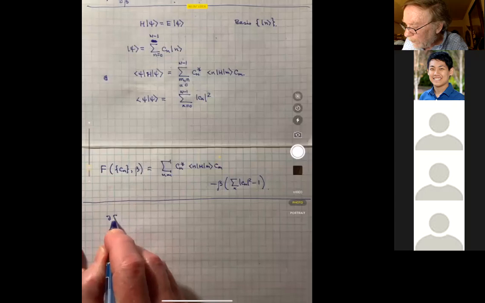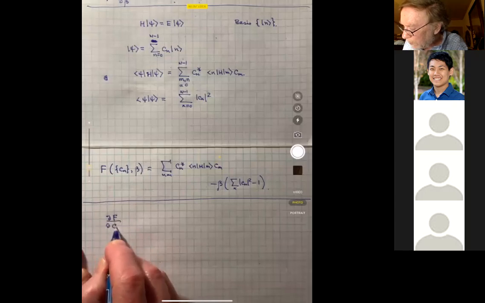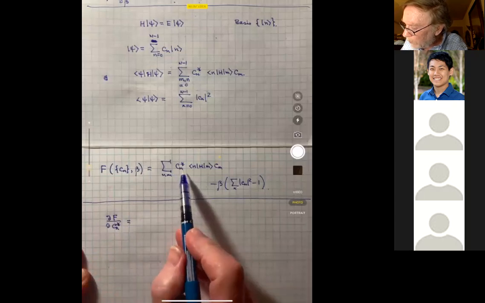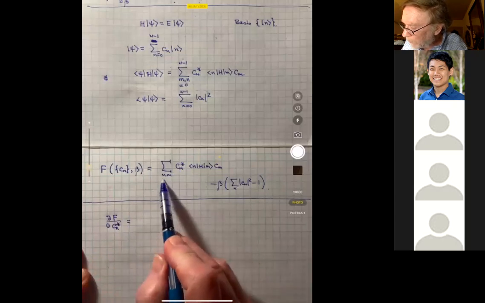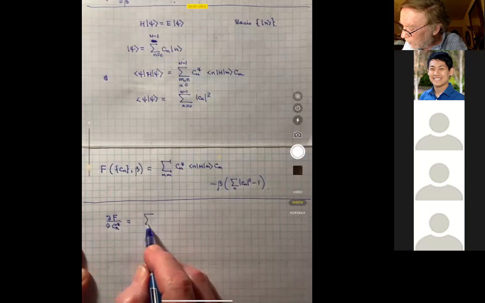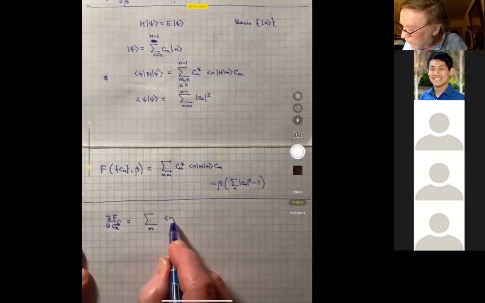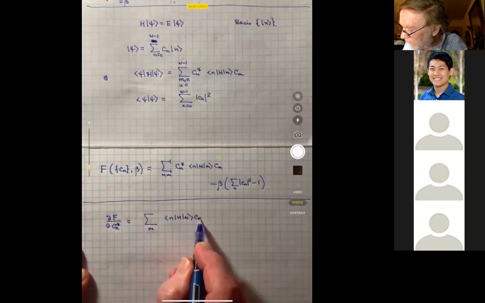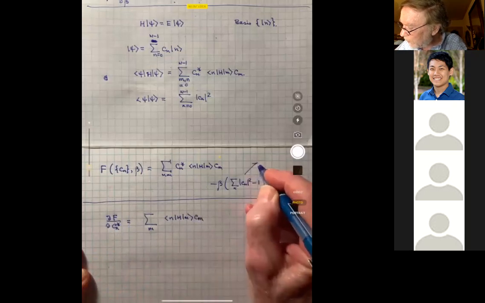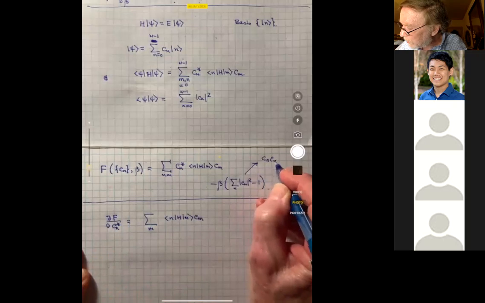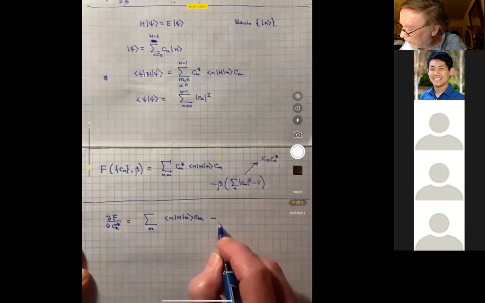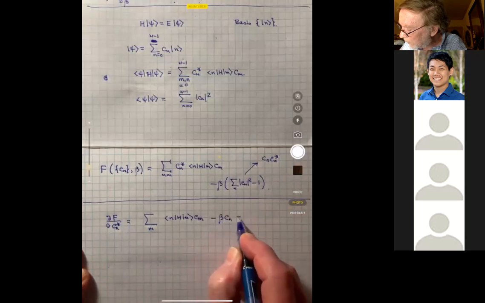If I form the partial derivative of f with respect to Cn complex conjugate, what do I get? Well, it's going to remove the Cn from there. It's going to remove the n part of the sum. So I get the sum on m now of the matrix element H_nm times C sub m. And then the |Cn| squared is of course the same thing as Cn times Cn star, so taking the derivative with respect to Cn star just cancels that. And so I get minus beta times Cn, and that's equal to 0.